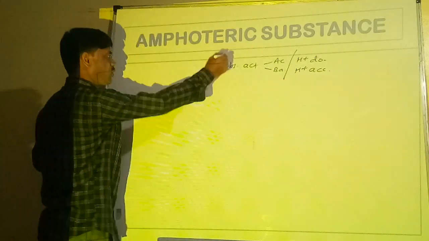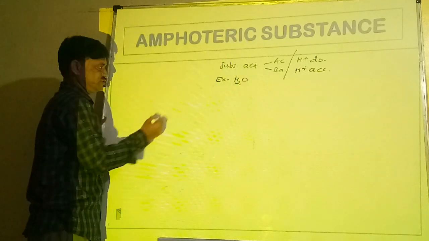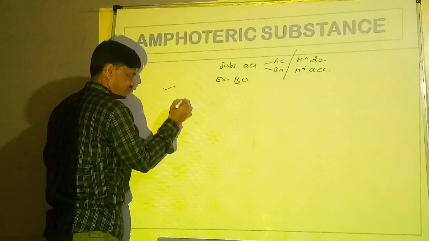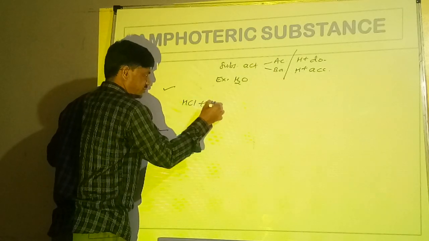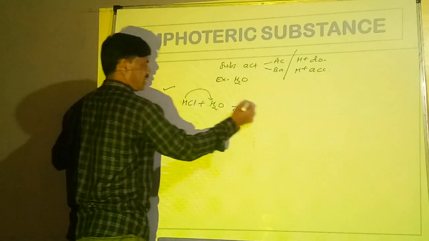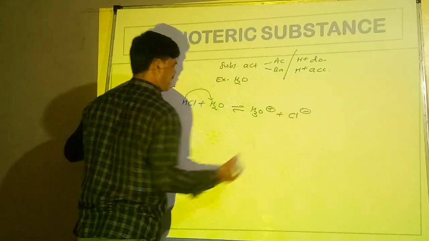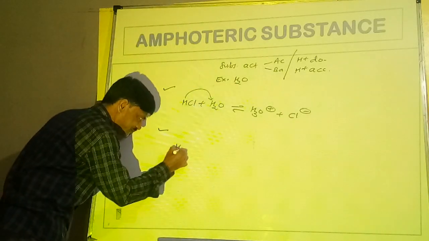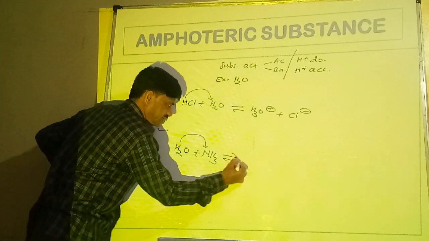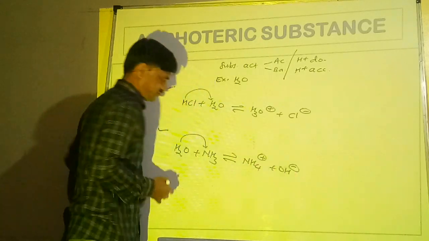Suppose we check the simple example of water. Remember this one. Water acts as an amphoteric substance. Now, check these two headings. You have to write headings according to the example. HCl plus H2O. Tell me what happened here. This is HCl acid, it donated a proton. What happened? There will be formation of hydronium ion, H3O plus, and Cl minus. Check another example. H2O treated with ammonia. What does this arrow indicate? Tell me the product. Ammonium ion, NH4 plus. What about this? OH minus.